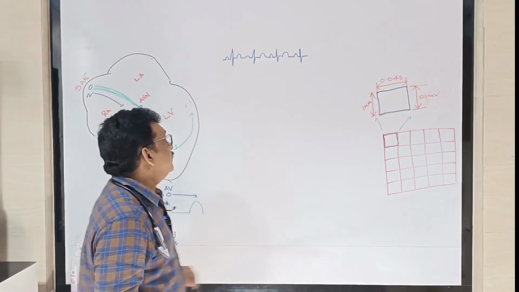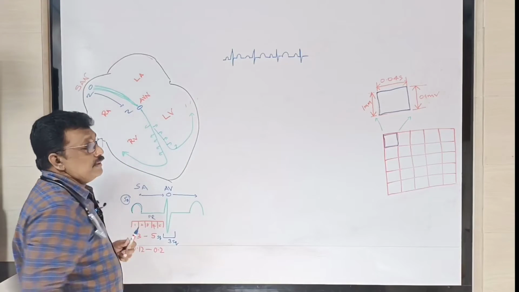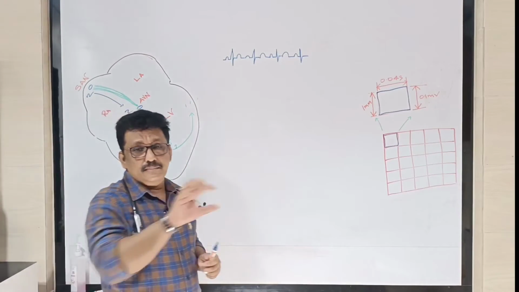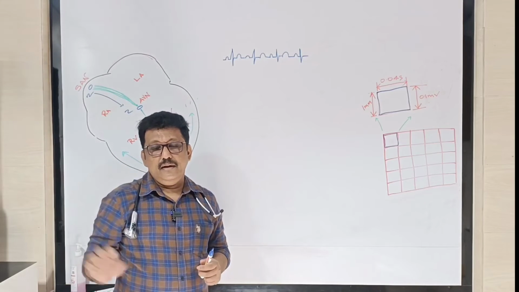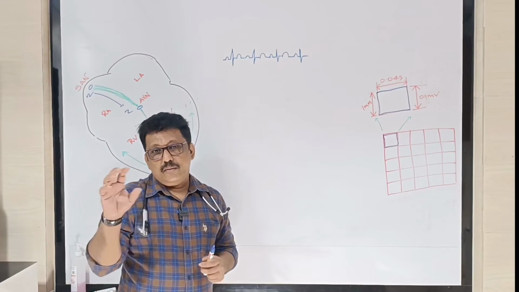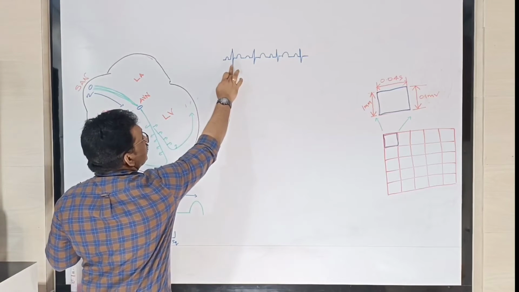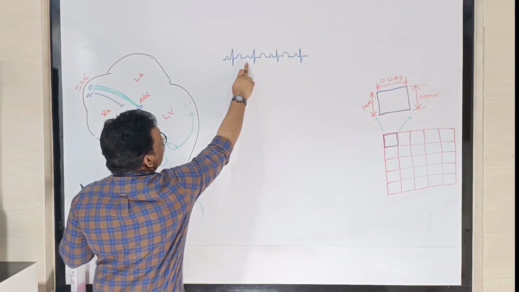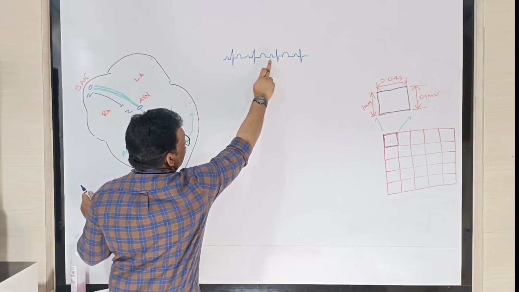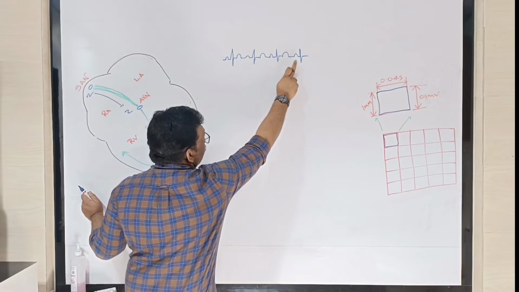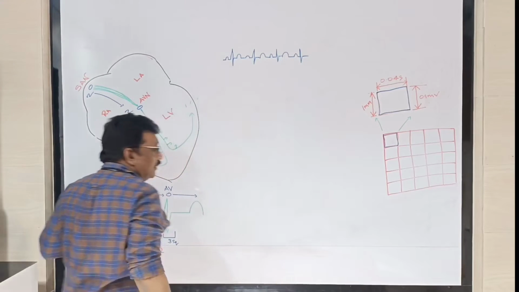Here you can see an ECG tracing which may come in the rhythm strip. In the rhythm strip you can see PQRS complexes continuously forming. There is one P wave, QRS complex, T wave, P wave, QRS complex, T wave, P wave, QRS complex, T wave, P wave, QRS complex, then T wave.